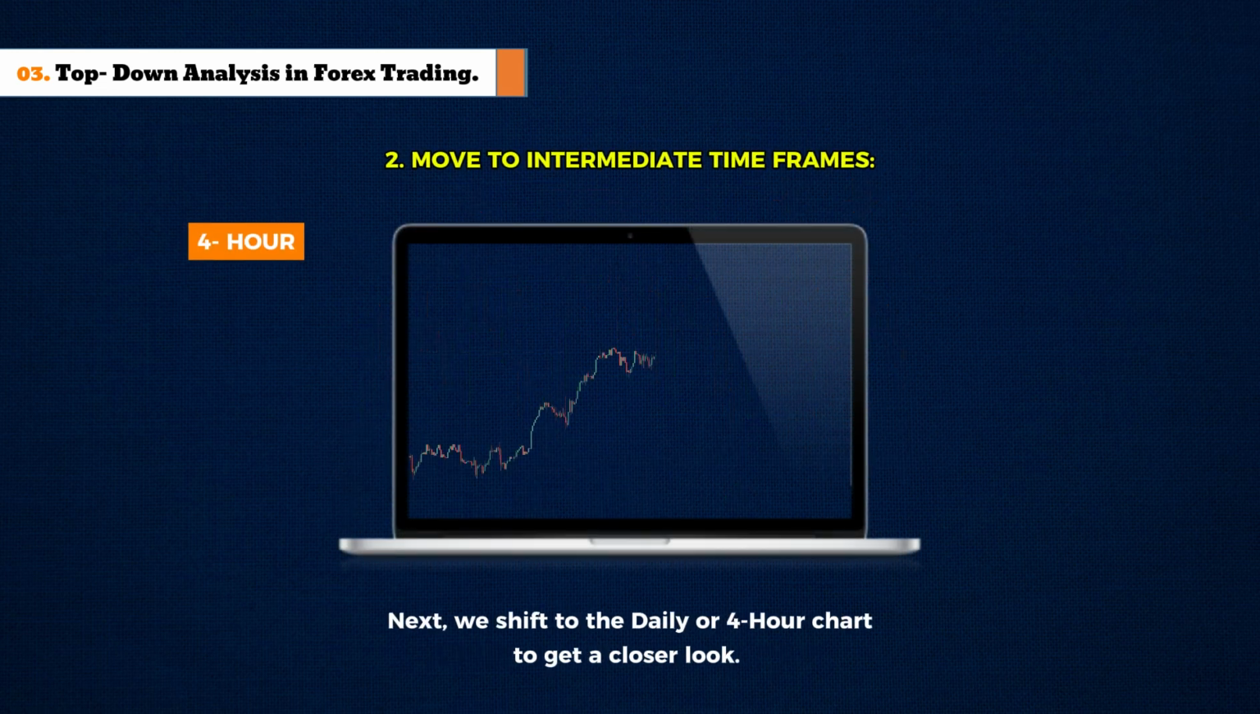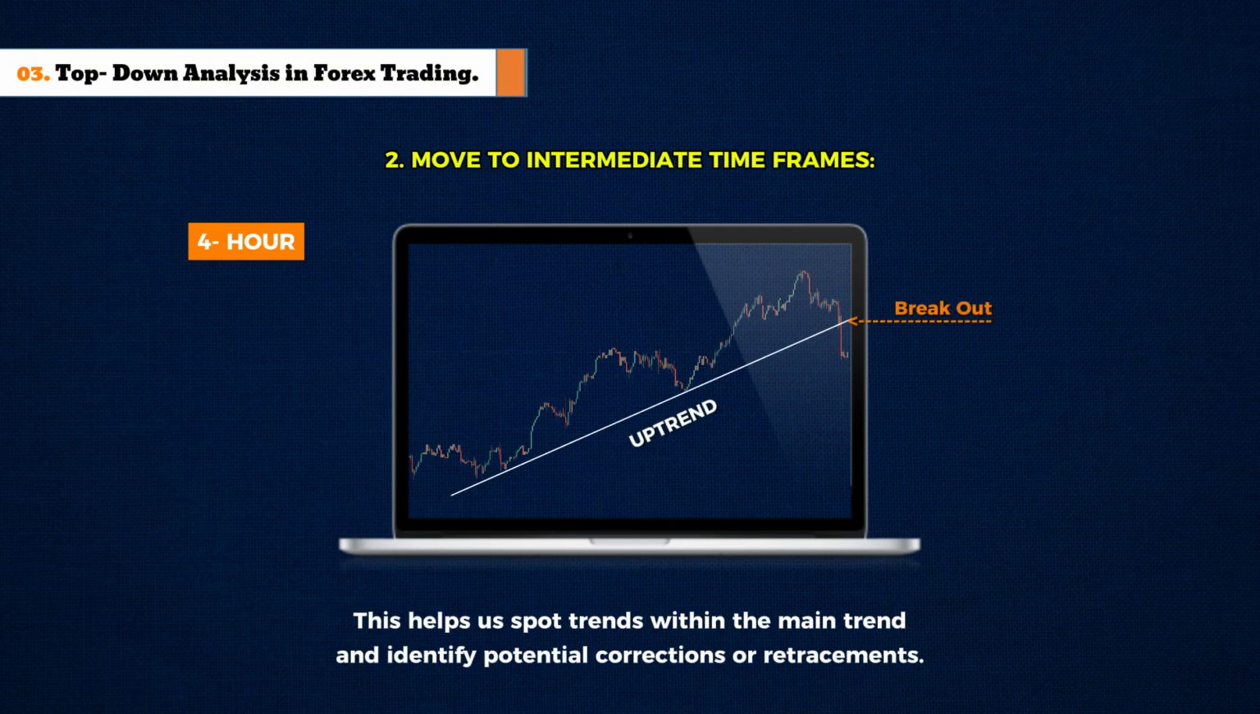Move to intermediate time frames. Next, we shift to the daily or 4-hour chart to get a closer look. This helps us spot trends within the main trend and identify potential corrections or retracements.